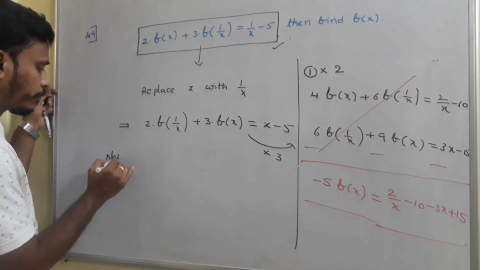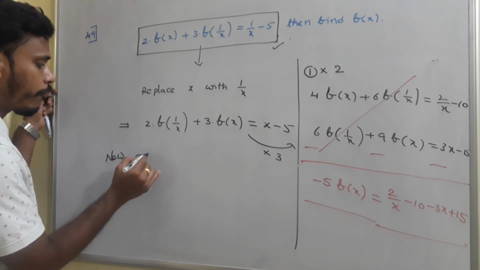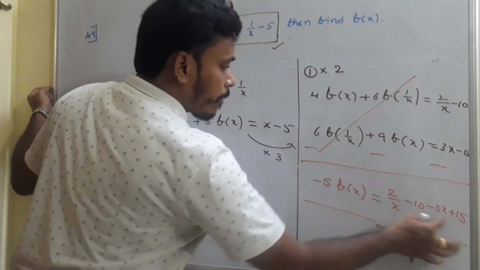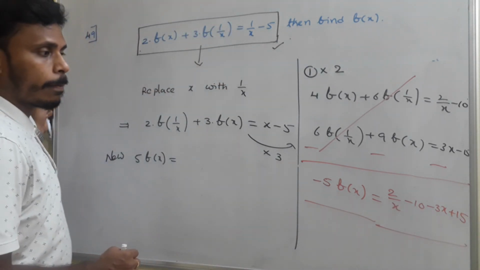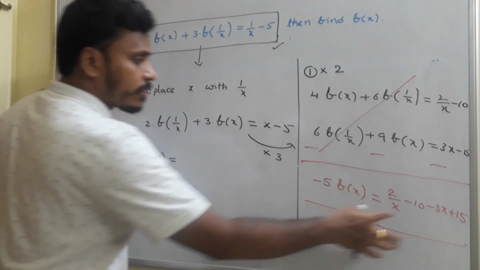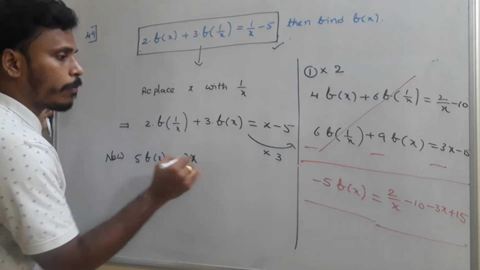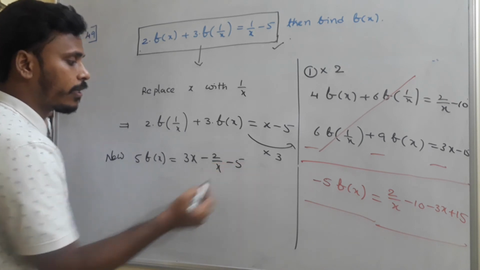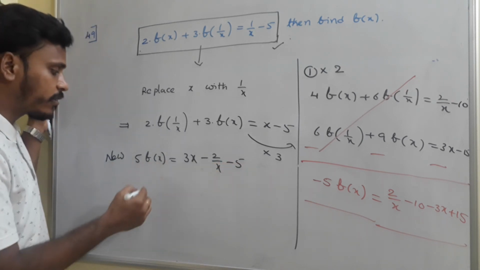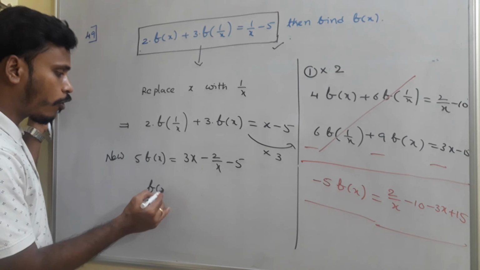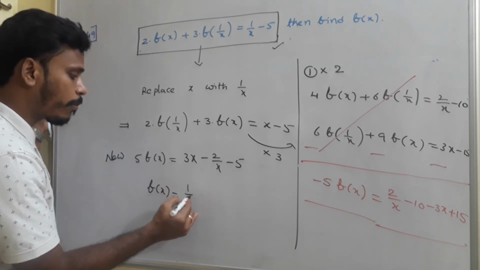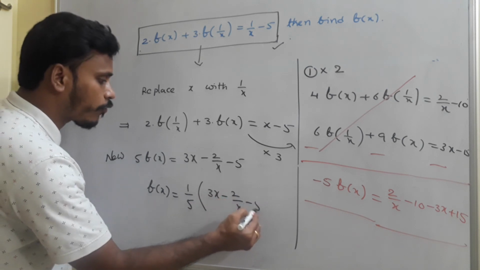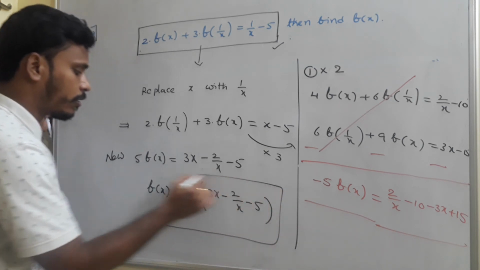Now, 5 into f of x is equal to, first of all, 15 minus 10 is 5. Minus 3x, when I send it to that side, and minus 2/x, 15 minus 10 is plus 5 and then minus 5. So this is 5 f of x. Again send that 5 to this side, and you will get f of x at the end as 1/5 of (3x minus 2/x minus 5). So this is the function.